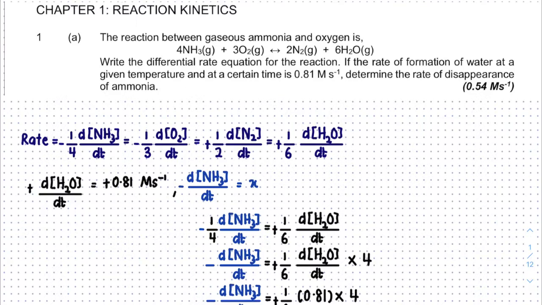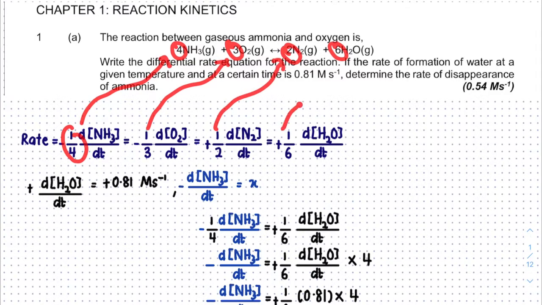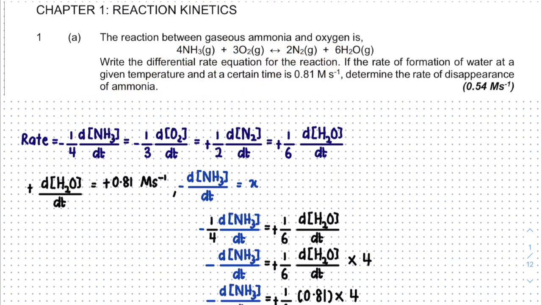But then again, remember, based on this equation we have our coefficients in front: 4, 3, 2, 6 here. So we have to include them in our equation: 1 over 4, 1 over 3, 1 over 2, and 1 over 6 here. Okay? So this is the equation. It's quite straightforward.